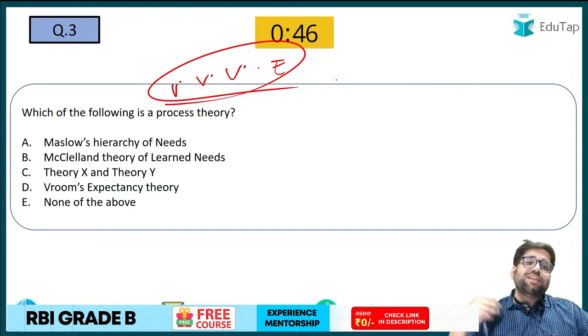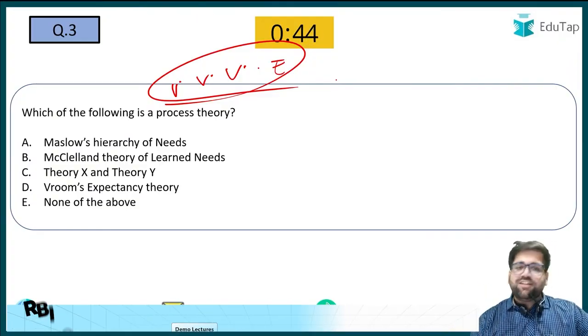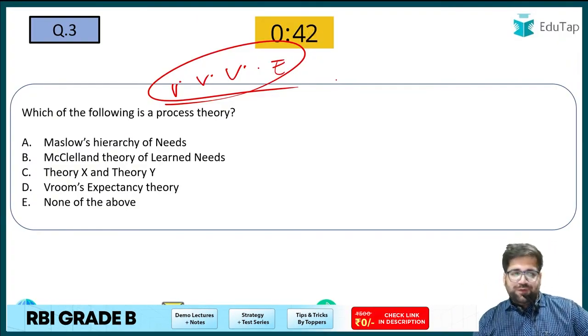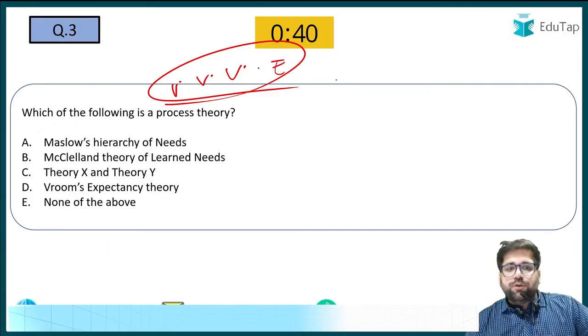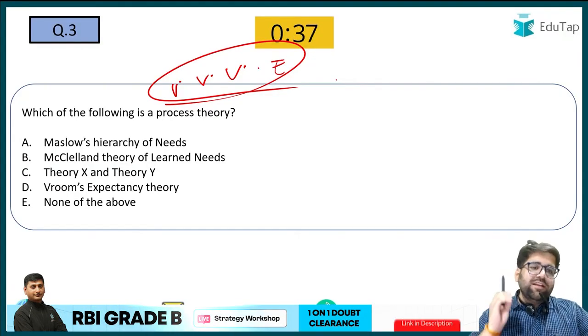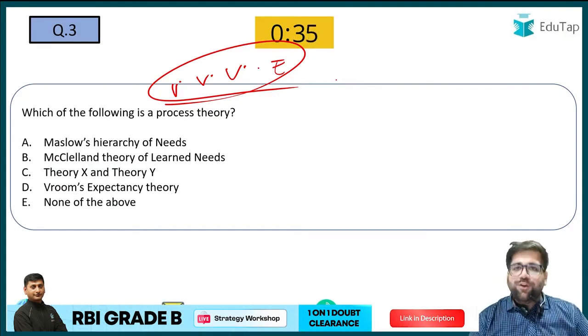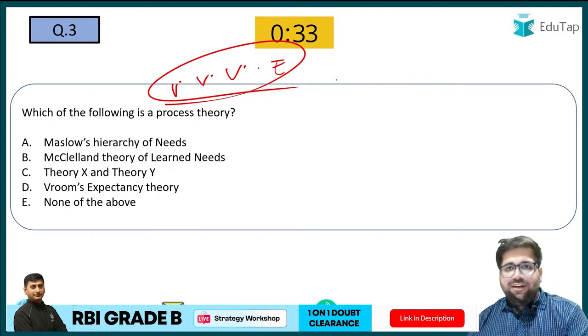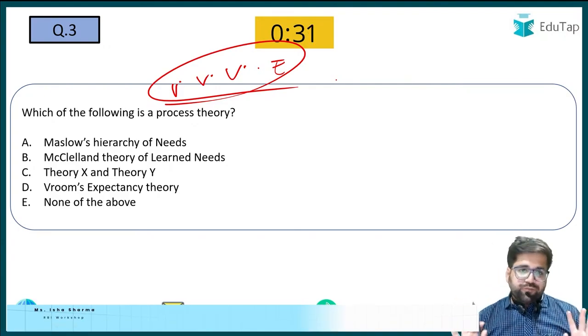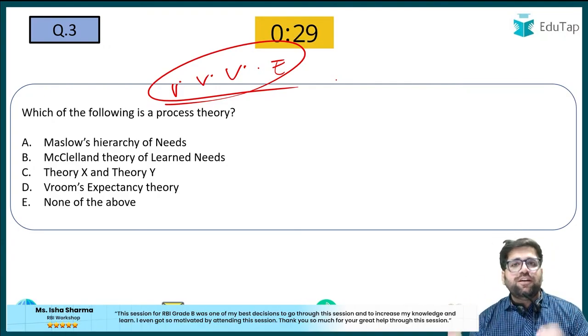We have to understand the different concepts related to motivation and different concepts related to other chapters as well. Which of the following is a process theory? As simple as that. They are not asking you anything regarding motivation. They are not asking you different concepts which are given by different theories. They are just asking you the different categories.